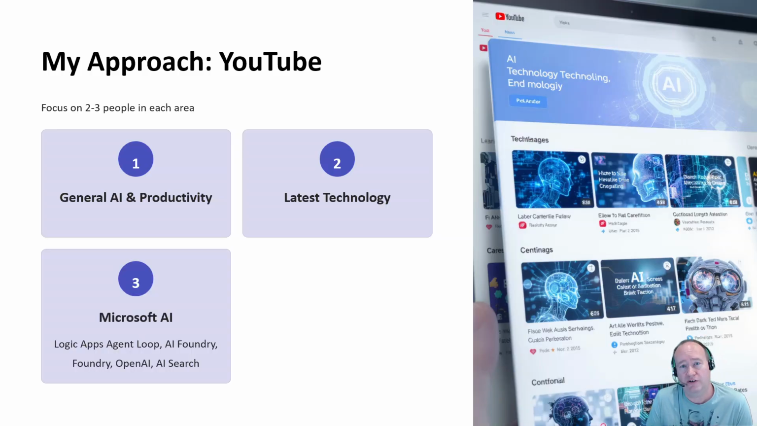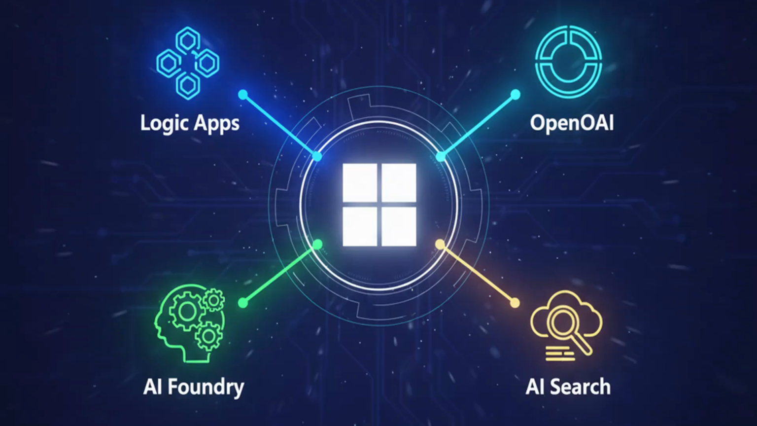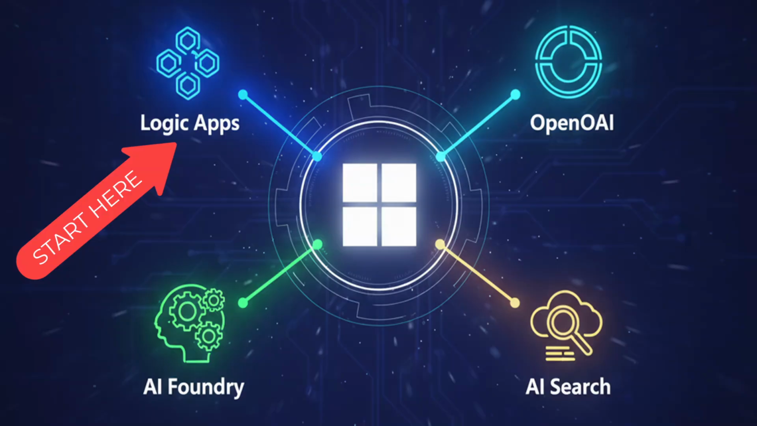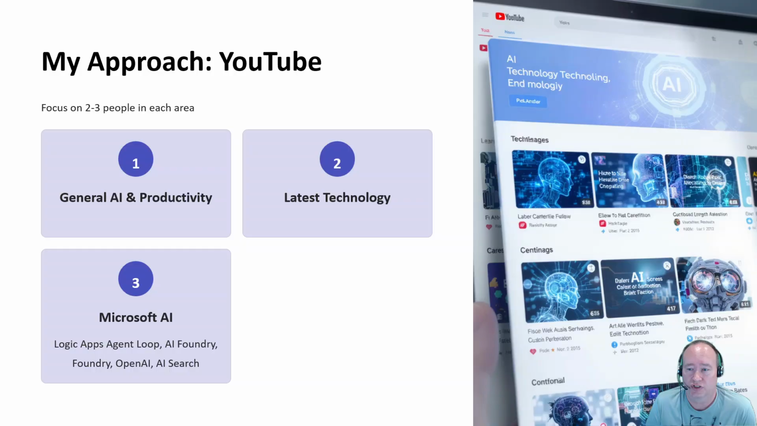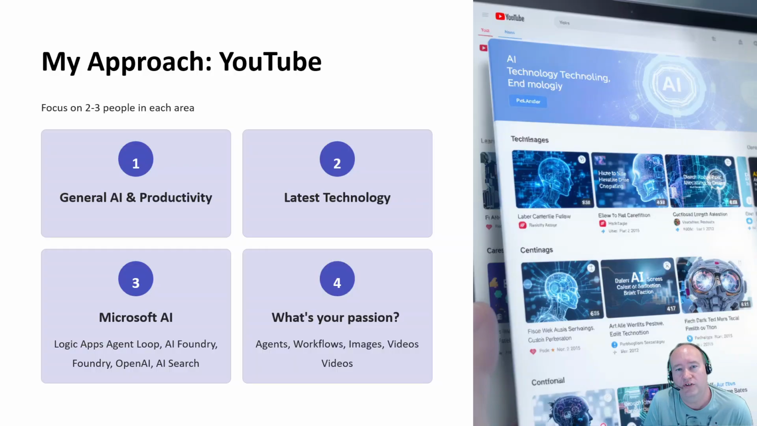The third is Microsoft AI. Definitely focus around Microsoft AI, and I'm going to talk more about that at the end on why this is the most important company to focus on in terms of AI. They have several different areas to look at. Logic App Agent Loop tends to be where I spend most of my time focusing on, especially as an integration developer, but you also want to look at their offerings in AI Foundry, OpenAI, and AI Search. And fourth is really to focus on what is your passion?